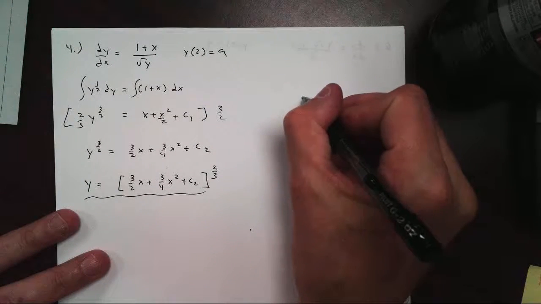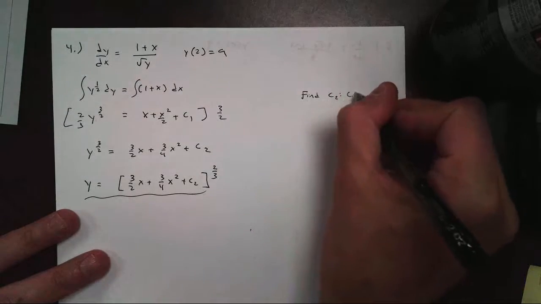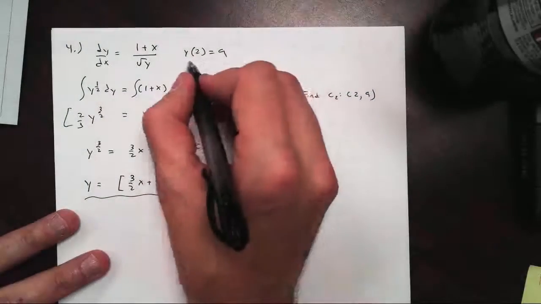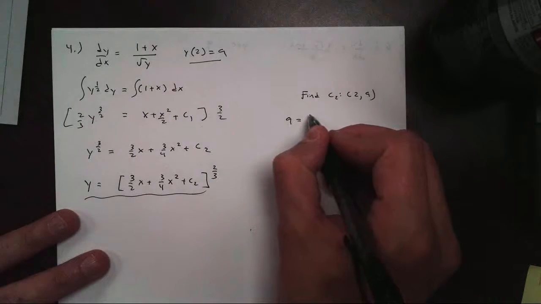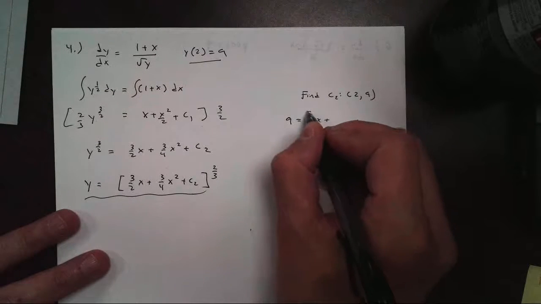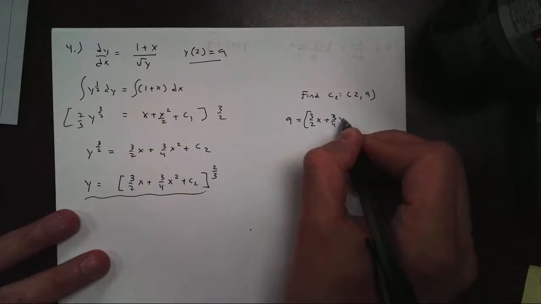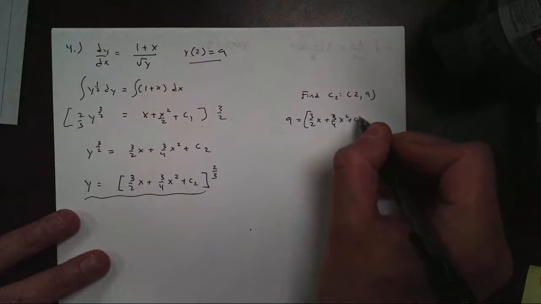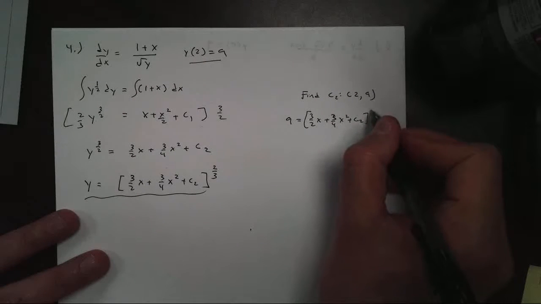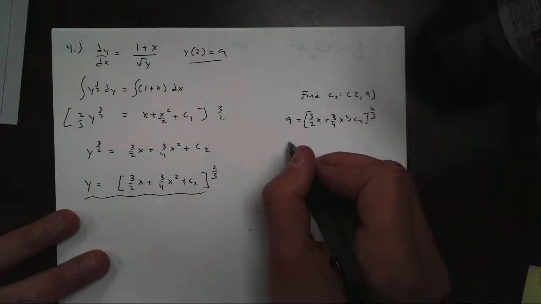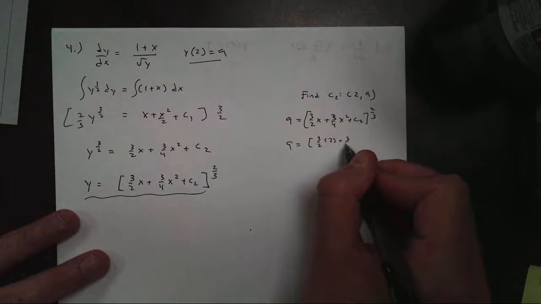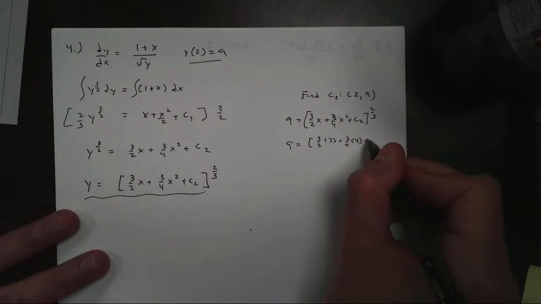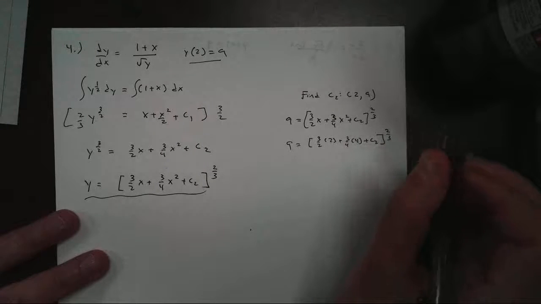Our next step now is to solve for c2. So we need to find c2. And we're going to use the condition that they gave us, that initial condition right there. Plugging it in, we're going to get 9 equals 3/2 x plus 3/4 x squared plus c, to the 2/3. I forgot to plug in my 2, so let me go ahead and do that. We get 9 equals 3/2 times 2 plus 3/4 times the 4, because 2 squared, plus c2 to the 2/3.